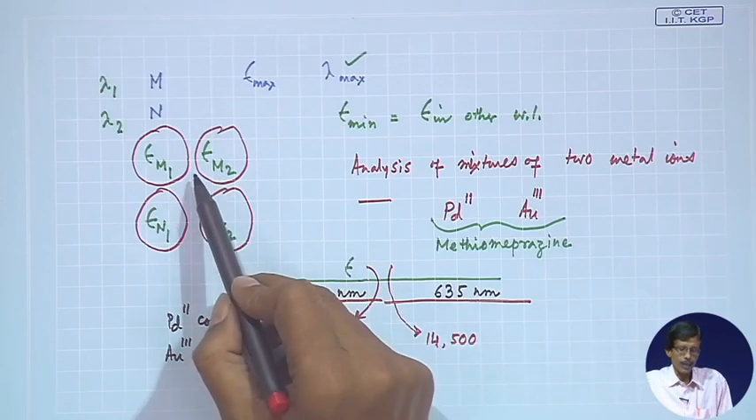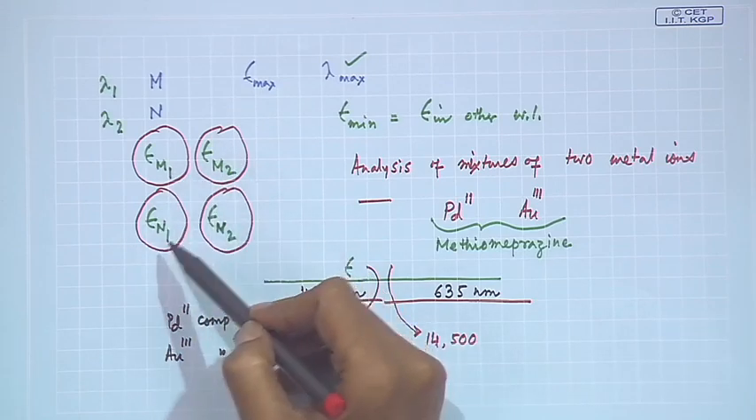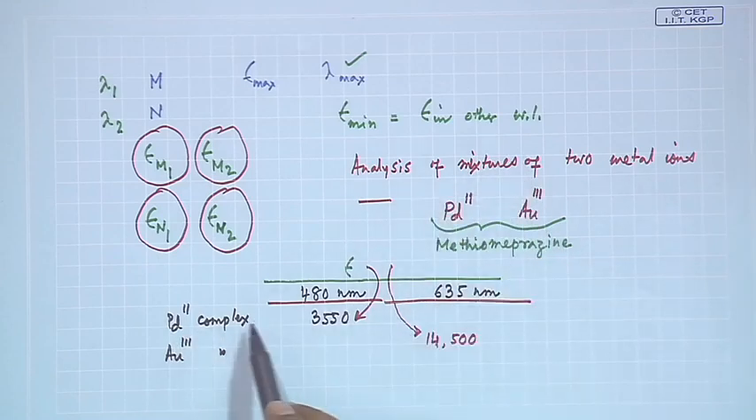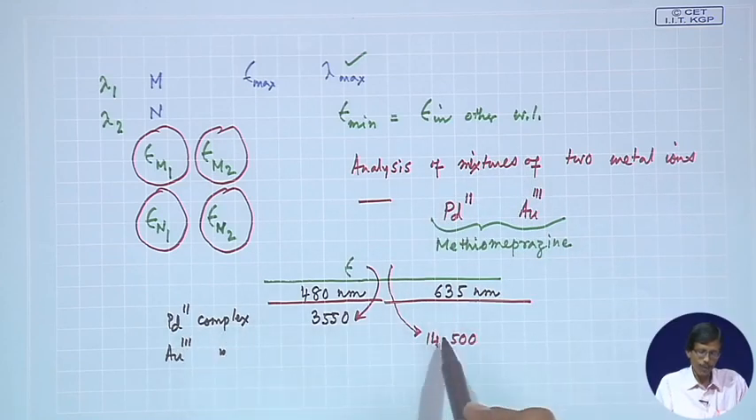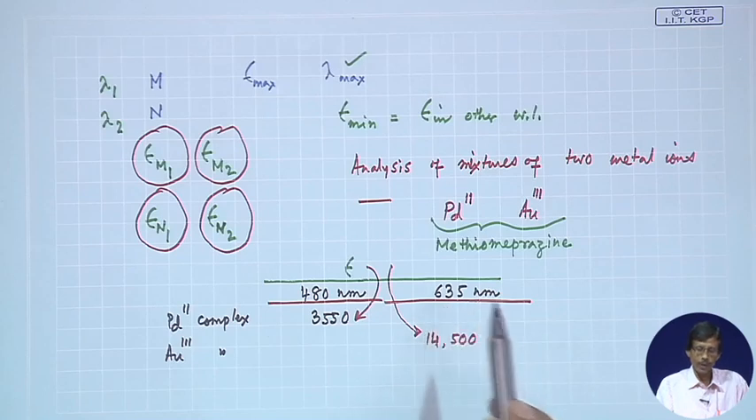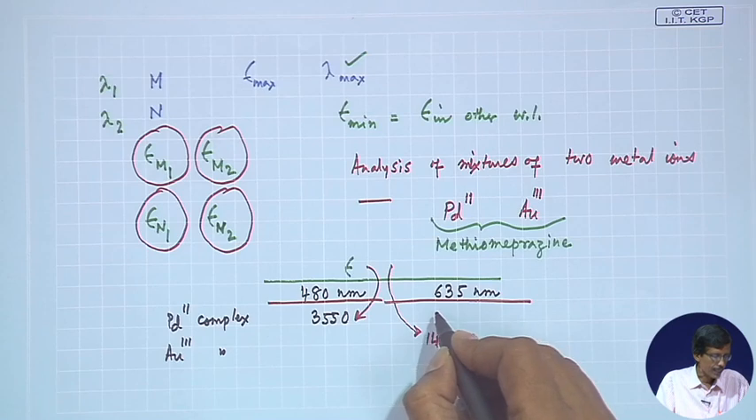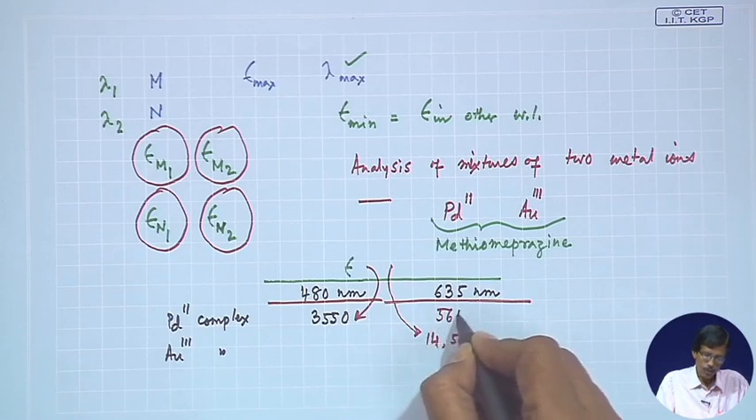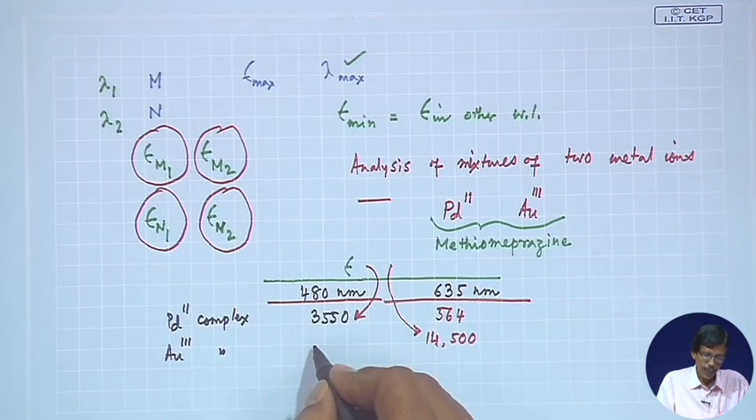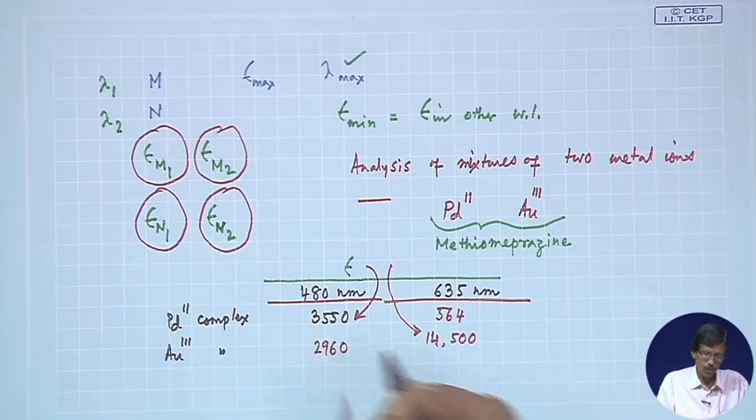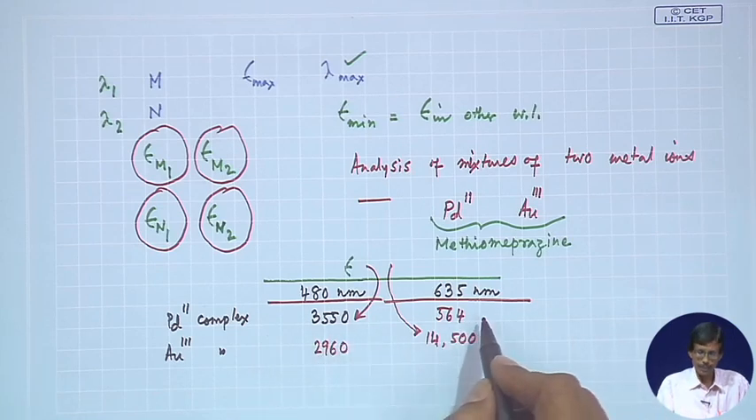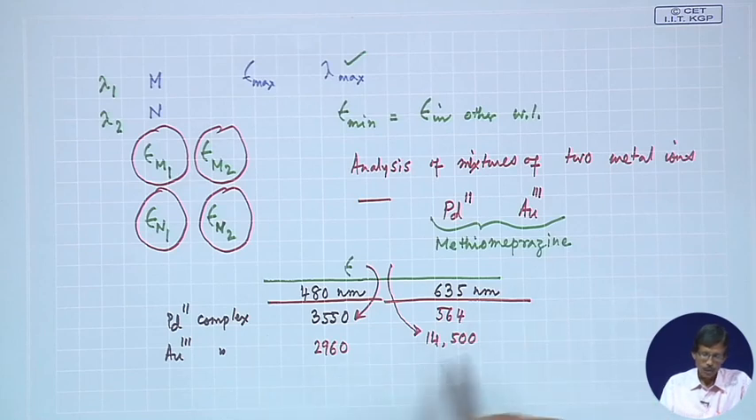We should know two others also, that means the absorbance of the palladium complex at the wavelength of absorption of gold 3, as well as the absorbance of gold 3 at the lambda max of the palladium complex, but these are very small values. So, it is 564 nanometer and 2960, epsilon values in mole inverse centimeter inverse. So, these 4 quantities are very much essential.